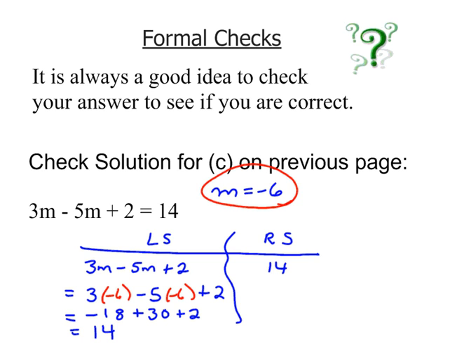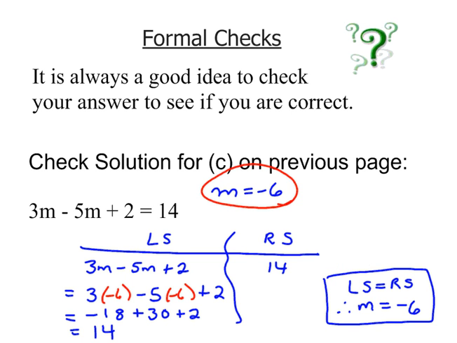So now to finish it up, I just need to do a concluding statement. So my concluding statement will be left side equals right side. Therefore, m must be equal to -6. And that's kind of like my conclusion. It's saying, I know that my answer is correct. So you would do this process anytime a question asked you to do a formal check. You could go through this process anytime informally to check to see if you're right or not.